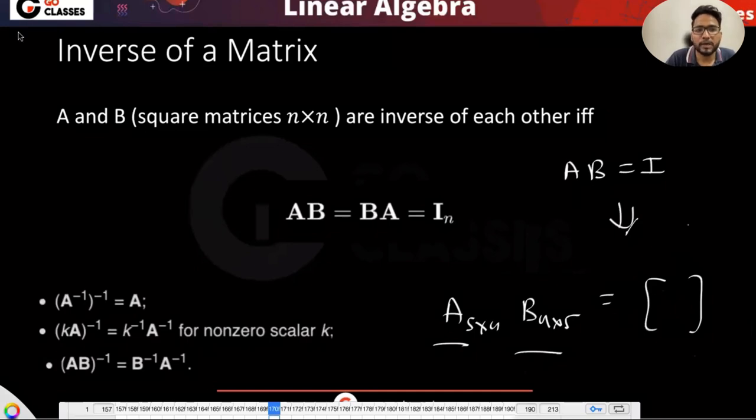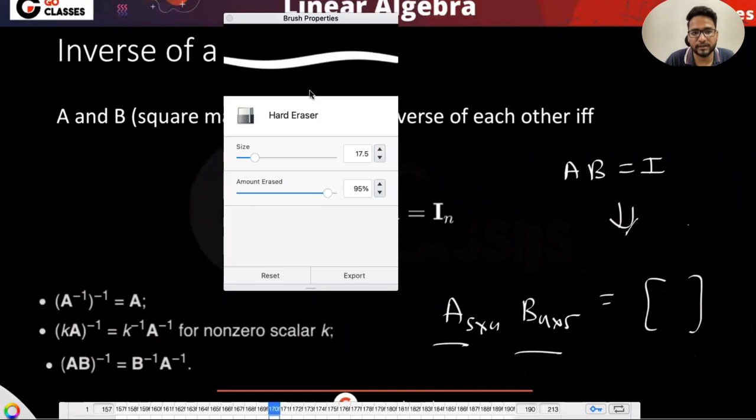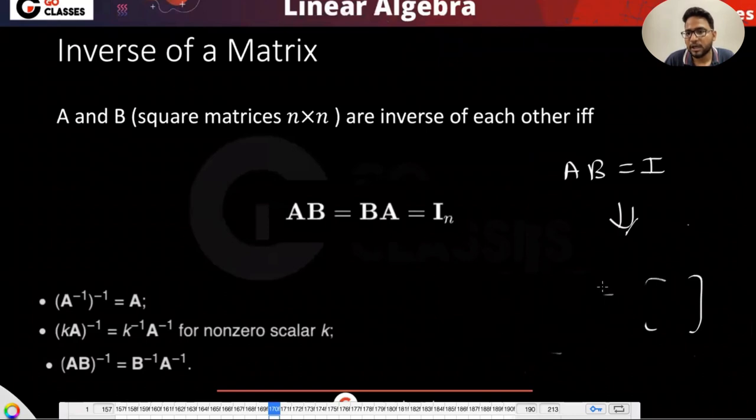So basically for non-square matrices A and B also, you can have an identity matrix. That's not a problem. But for those, inverses are not defined. I mean, the complete inverse is not defined. For non-square matrices also, you can have identity, but the inverse is actually not defined there. But anyway, if AB is equal to identity, then BA is also identity for the square matrices.